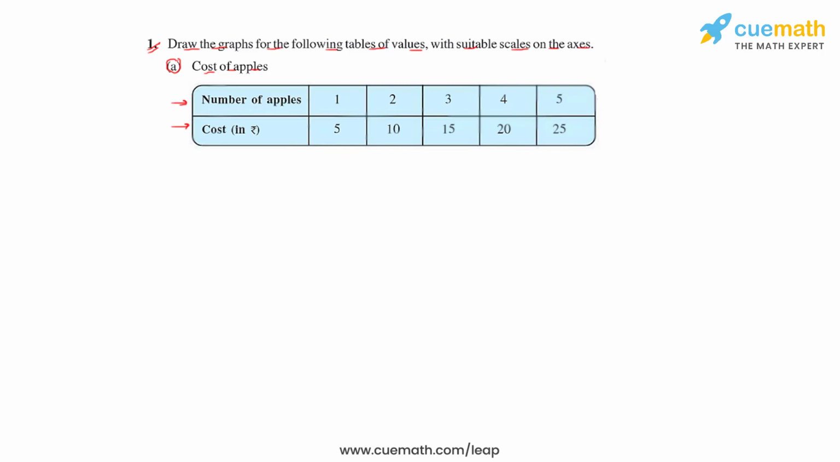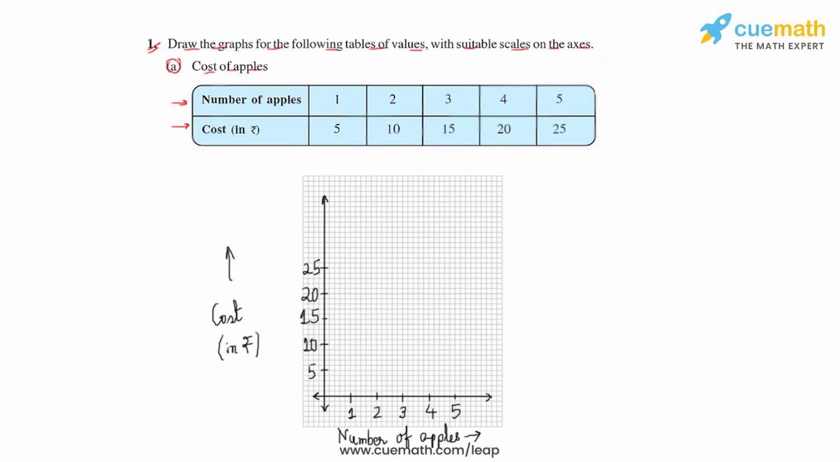So let us consider a graph sheet where we have already marked the x-axis as the number of apples and the y-axis as the cost in rupees. If we plot these points on this graph sheet, we'll get a line graph like this. Let us first write the scale of both the axes.